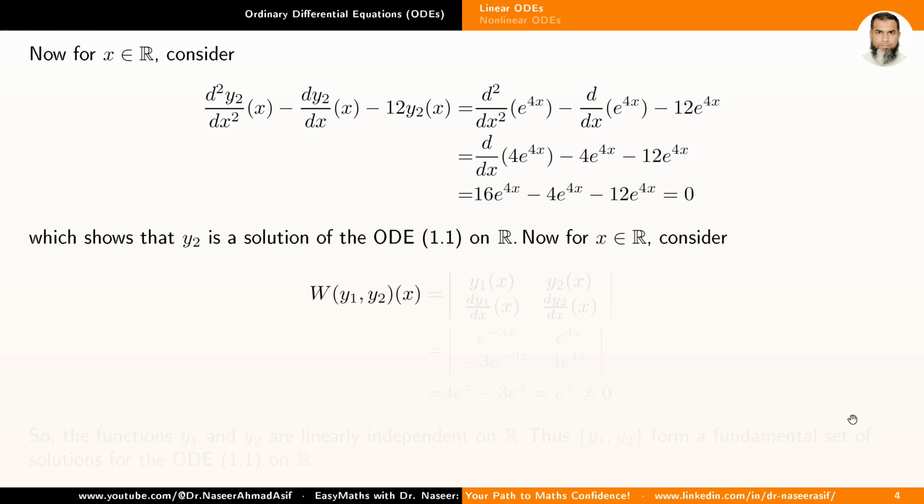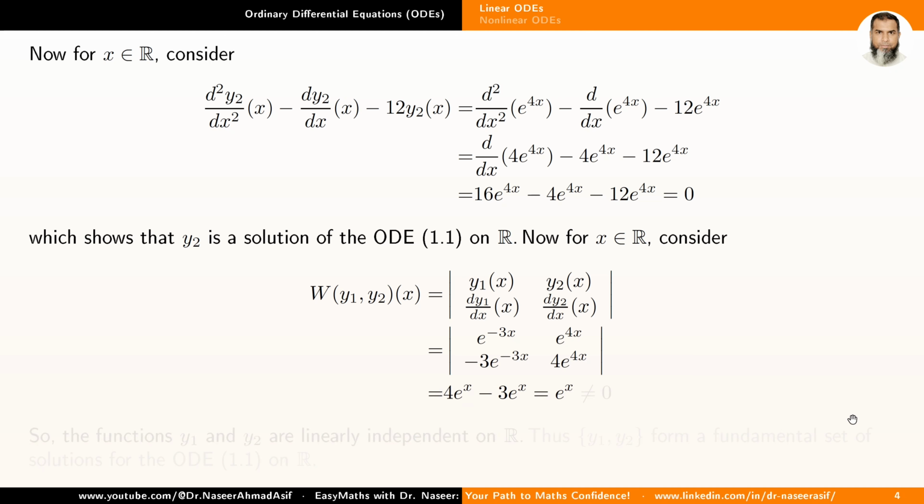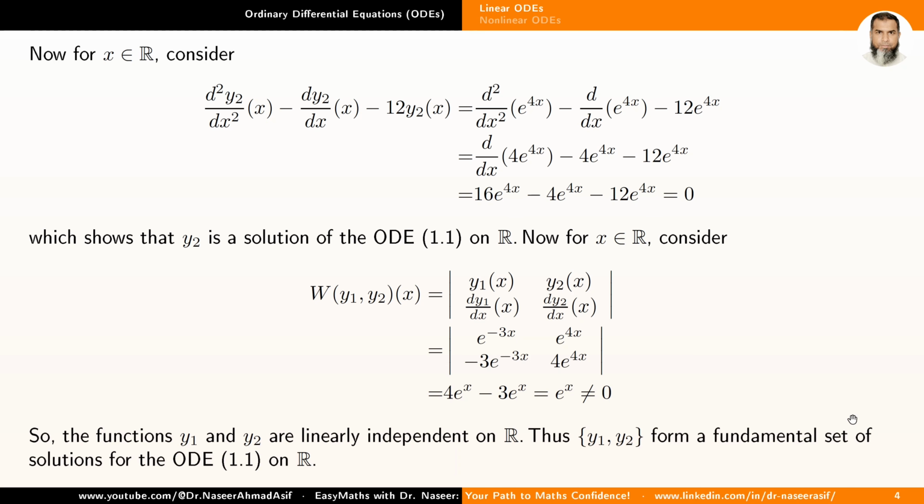Now for x belonging to R, consider the Wronskian of y1 and y2, which is equal to the determinant of y1, y2, derivative of y1, derivative of y2. So we have the determinant of exponential of minus 3x, exponential of 4x, minus 3 exponential of minus 3x, 4 exponential of 4x, which is equal to 4 exponential x plus 3 exponential x, which is equal to 7 exponential x, which is non-zero. So the functions y1, y2 are linearly independent on R. Thus y1, y2 form a fundamental set of solutions for the ODE 1.1 on R.